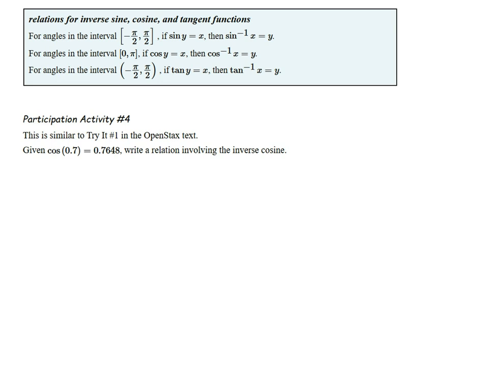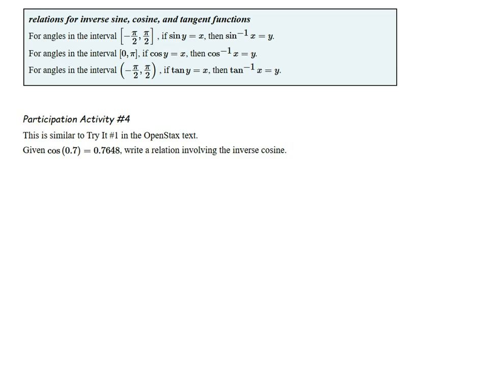All right, activity number 4 covers the inverse functions. And don't get these confused with cosecant, secant, and cotangent. That's something different. Then there's little formulas up here. So given that cosine of 0.7 equals 0.7648, write a relation involving the inverse cosine.